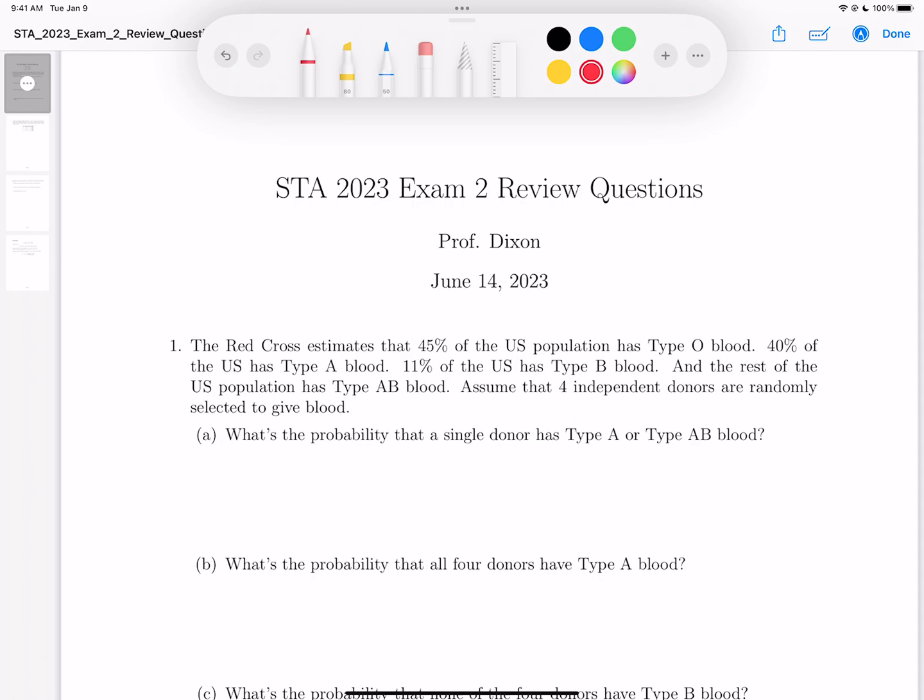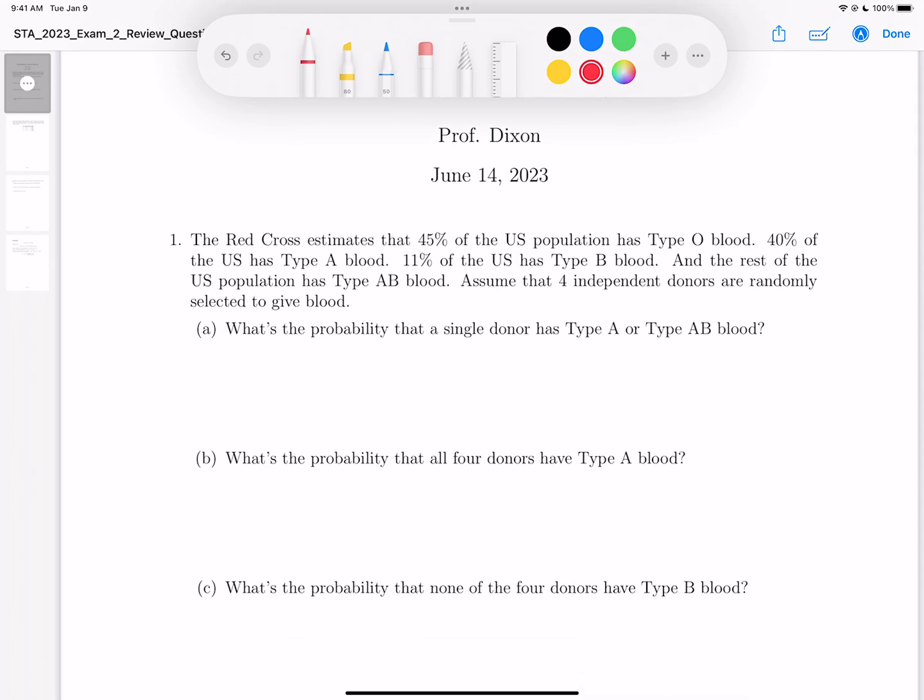All right, so number one, the Red Cross estimates that 45% of the U.S. population has type O blood, 40% of the U.S. has type A blood, 11% has type B blood, and the rest has type AB blood. Assume that 4 independent donors are randomly selected to give blood. All right, so what's the probability that a single donor has type A or type B blood?